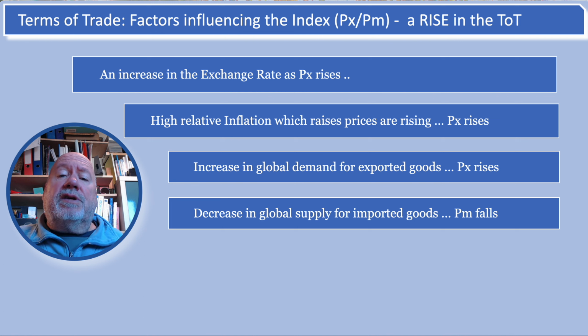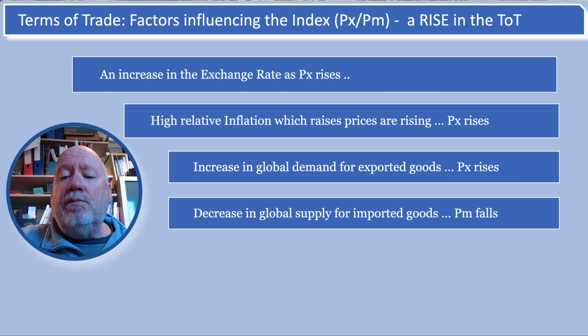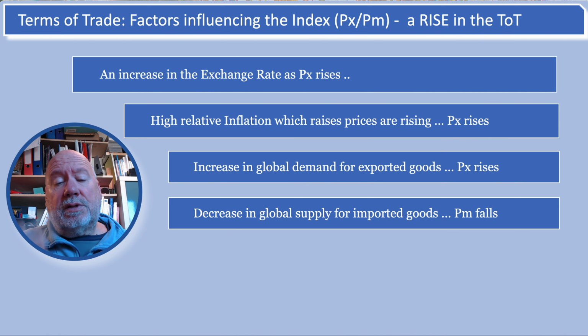There could be a decrease in the global supply for your imported goods, so that the price of your imports, the bottom part, goes down. So if the bottom part of the equation goes down, the whole thing goes up.